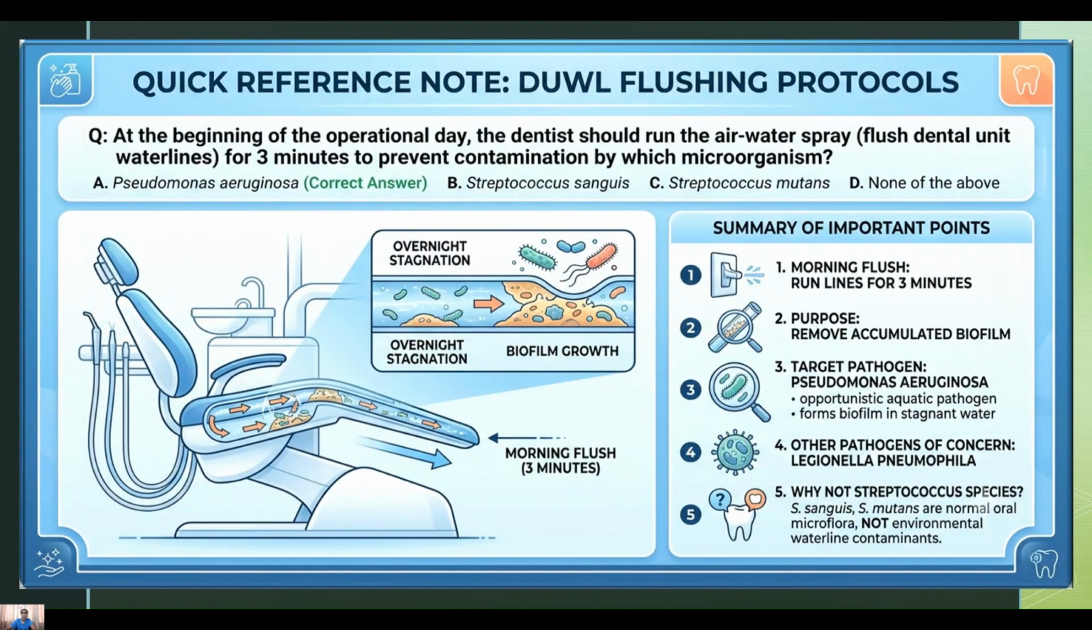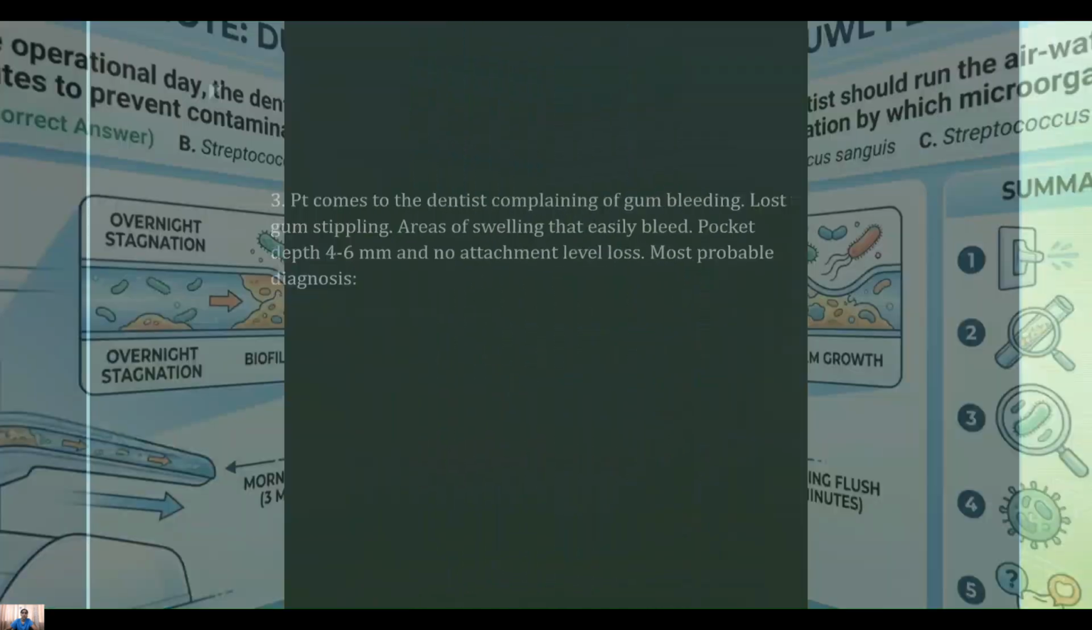Overnight stagnation in dental unit water lines creates the absolute perfect environment for opportunistic pathogens to form biofilms. Running or flushing the air water spray for 2 to 3 minutes at the start of the day helps to clear out these accumulated microbes, most notably Pseudomonas aeruginosa and Legionella, to prevent cross-contamination and protect our patients. Streptococcus sanguis and Streptococcus mutans are normal oral cavity bacteria associated with plaque and caries, not waterline biofilm contaminants. So let's move on to our next question.